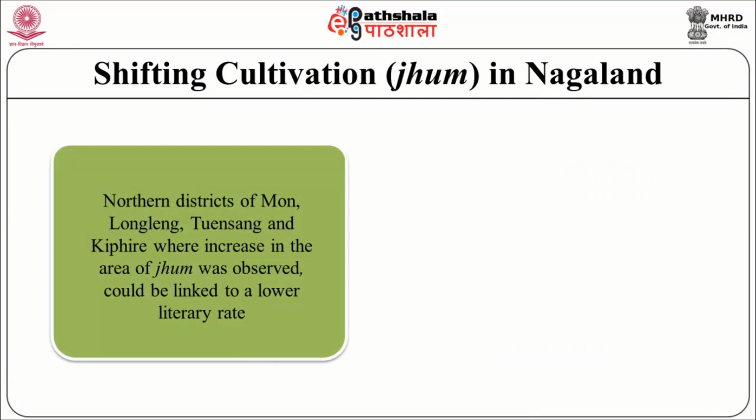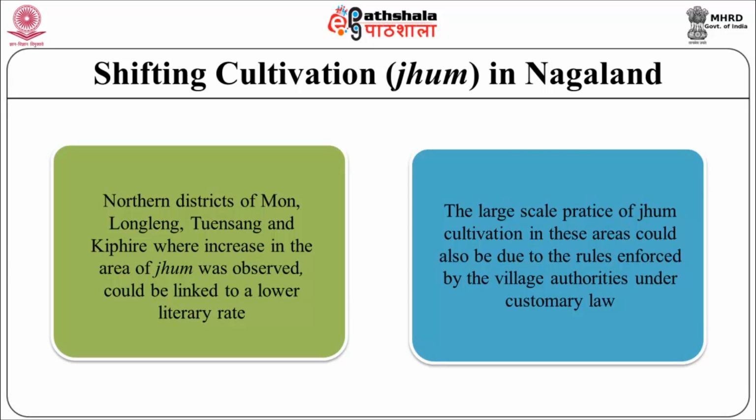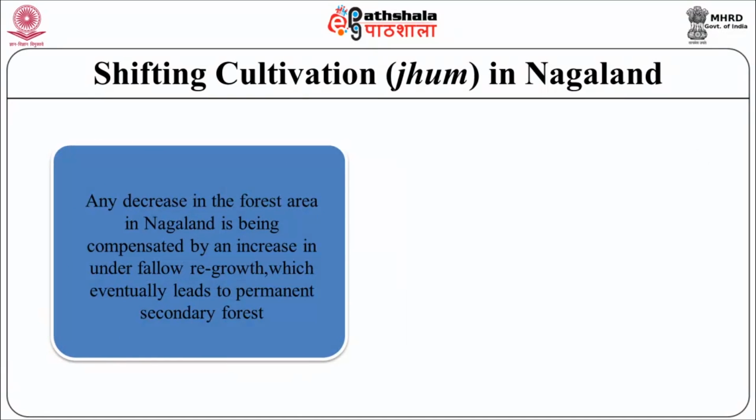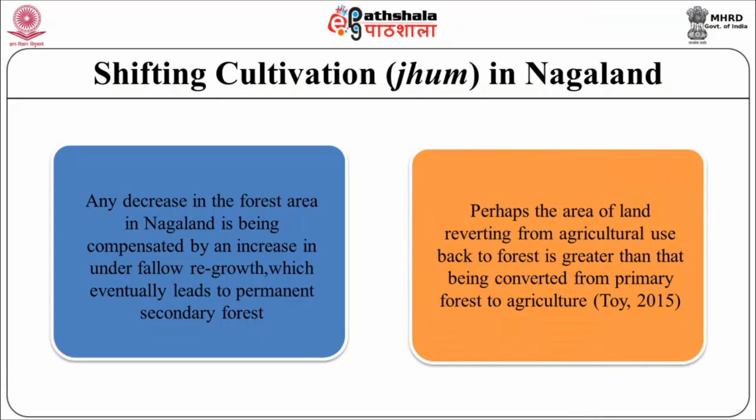In the northern districts of Mon, Longleng, Tuensang and Kiphire, where an increase in the area of jhum was observed, could be linked to the lower literacy rate. The large-scale practice of jhum cultivation in these areas could also be due to the rules enforced by the village authorities under customary law. Therefore, it may be safely assumed that any decrease in the forest area in Nagaland is being compensated by an increase in the fallow regrowth, which eventually leads to permanent secondary forest. Perhaps the area of land reverting from agricultural use back to forest is greater than that being converted from primary forest to agriculture.